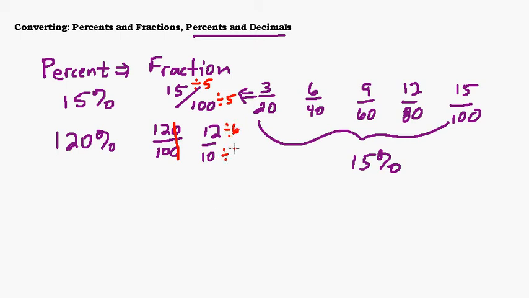Can we reduce that? I think so. Divide by 2, which gives us 6. How about that? Better? Divide by 2. That gives us 6 over 5. Or we could change that to 1 and 1/5. So the 1/5 is your 20%. Remember, 1/5 was 20%, and your 1 is your 100%. So 120% is 1 and 1/5. Hopefully that kind of makes sense. Pretty straightforward to change a percent to a fraction.